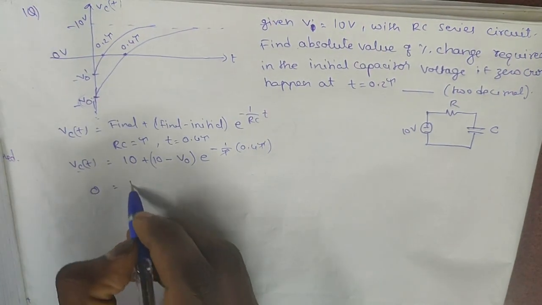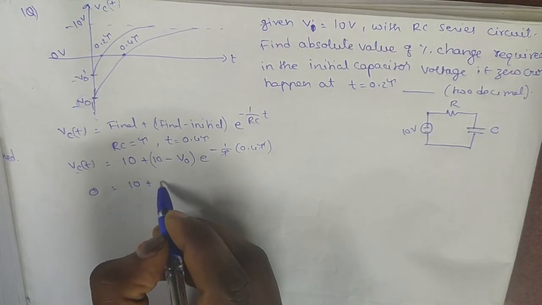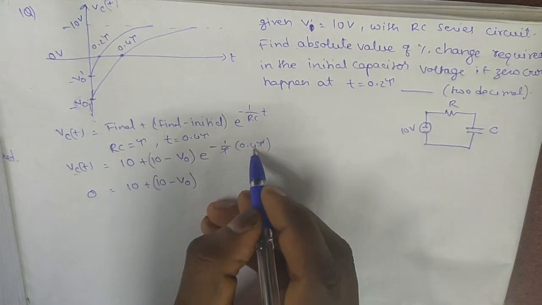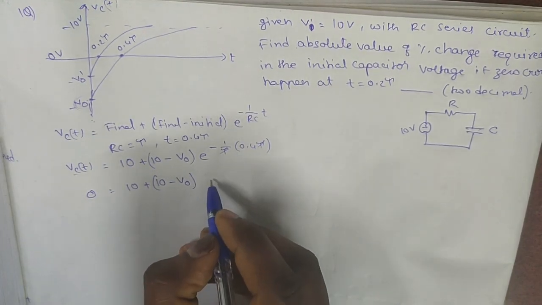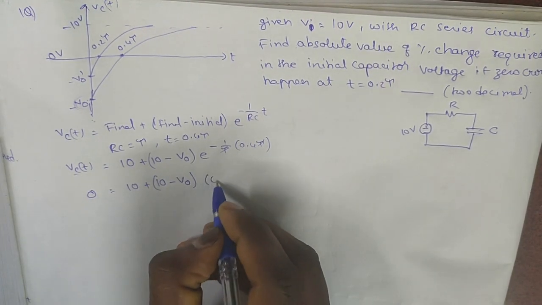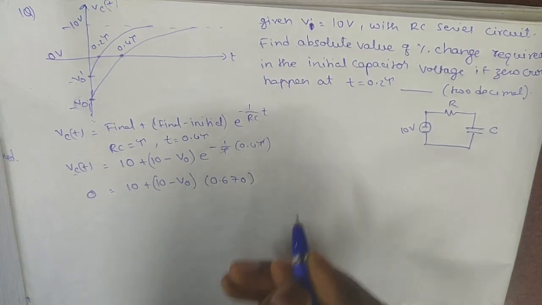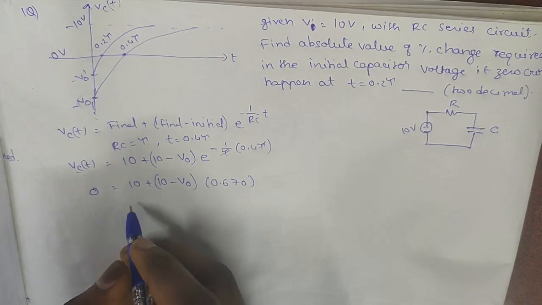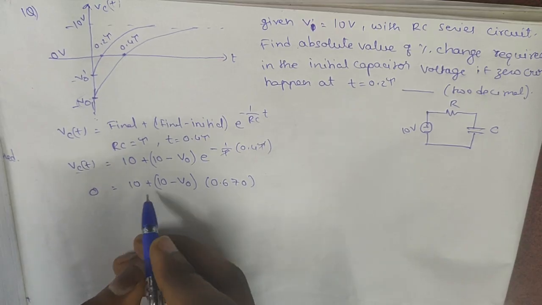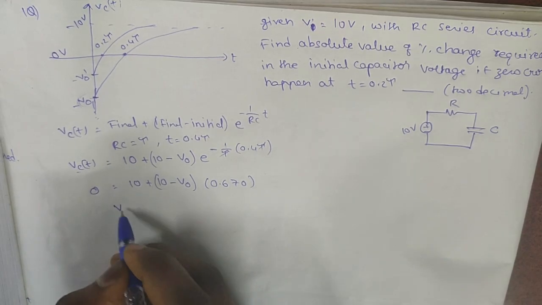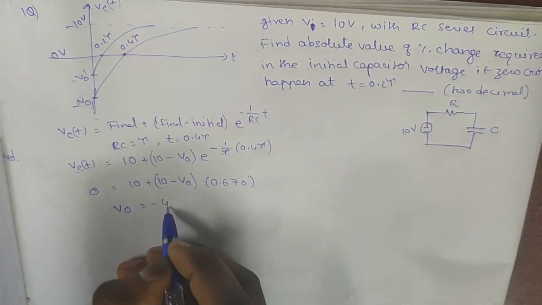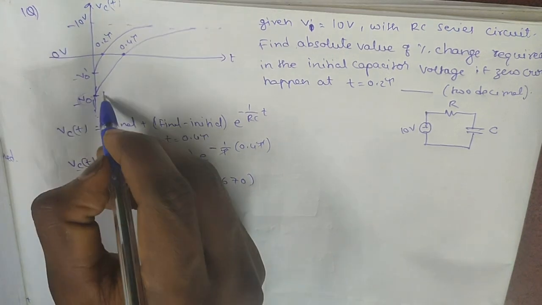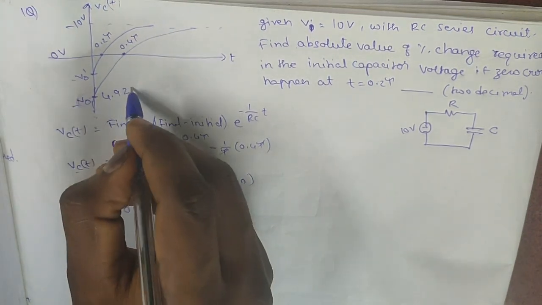So 0 is equal to 10 plus (10 minus V0) e power minus 0.4. The value will be 0.670. So by interchanging, the V0 we got is minus 4.925 volts. So this value we got as minus 4.925.